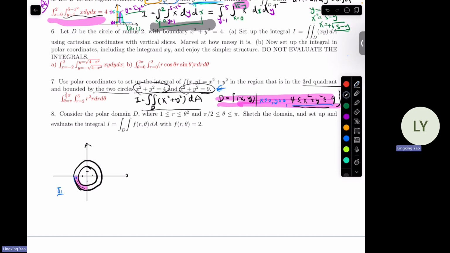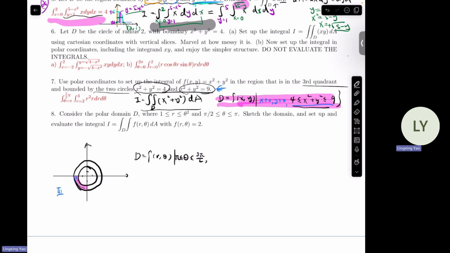The answer is yes, because if we do want to represent this in polar coordinates, we do see the polar angle for this pink region will be between what? Between pi and 3 pi over 2. So all the points in the pink region will have the feature that their polar angle will be between pi and 3 pi over 2, right?